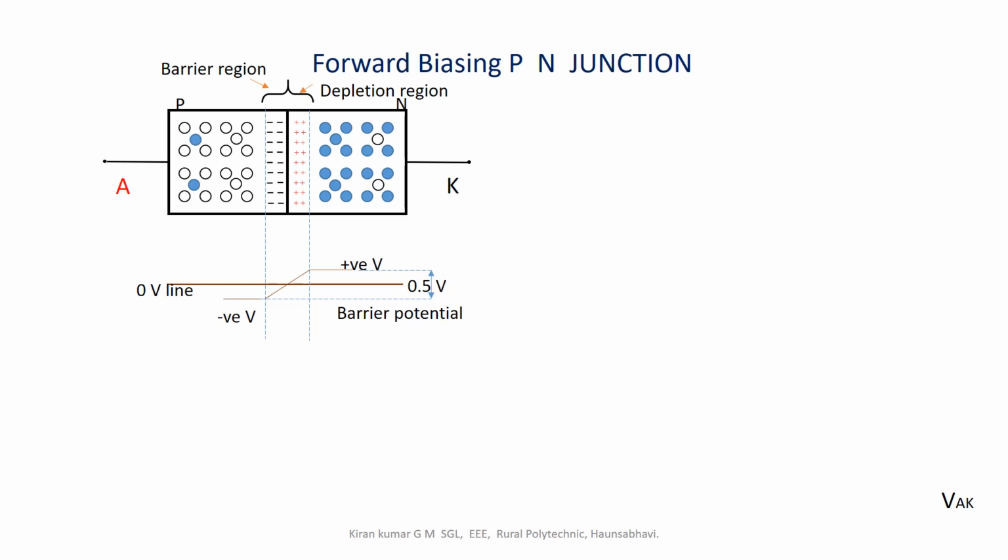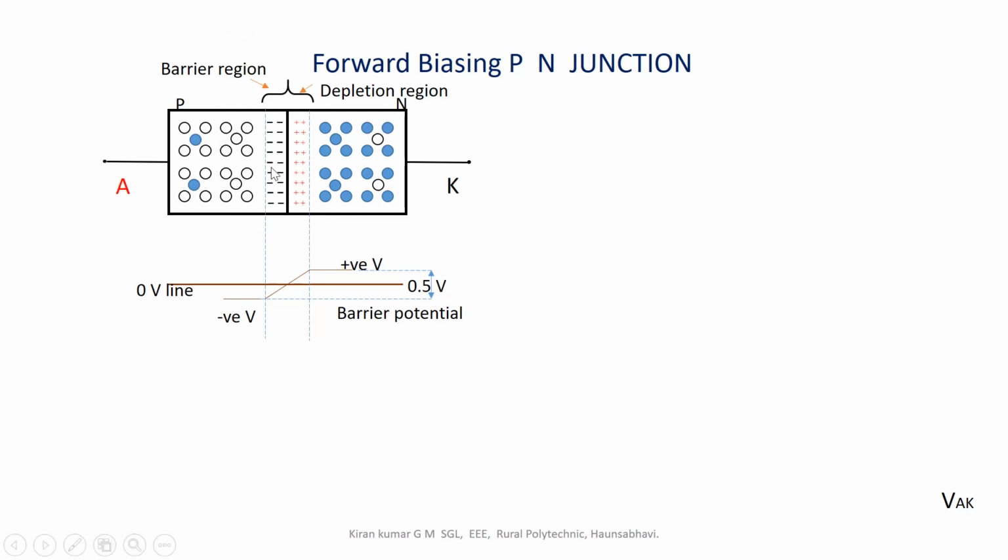The picture that you are seeing on the screen is familiar to you from the previous video. It is the PN junction diode which has developed a depletion layer and barrier potential around this junction, the PN junction.